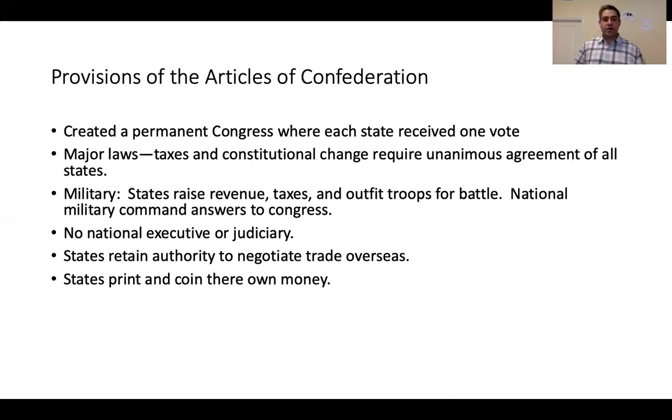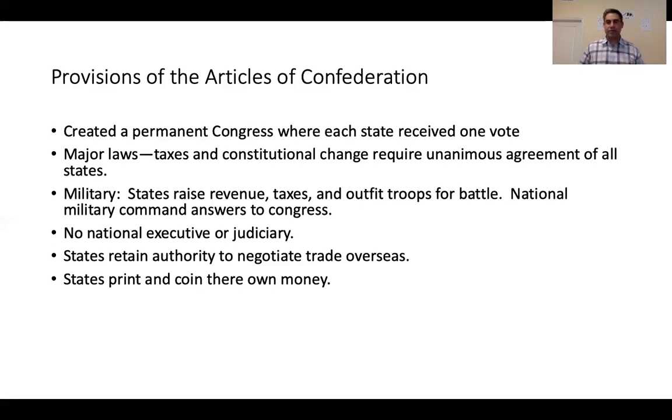Again, for military, states raise the revenues themselves independently. They raise taxes. They outfit the troops for battle independently. The national military answers to Congress. Now think about this again. Each of the states is intended to contribute soldiers, materials, weapons to this war, this revolution that we're having against England, being fought, being led by George Washington, the Continental Army. And yet this new national government has no power to compel the states to make these contributions. The states themselves control the ability to raise revenue, raise taxes, and outfit troops for battle.